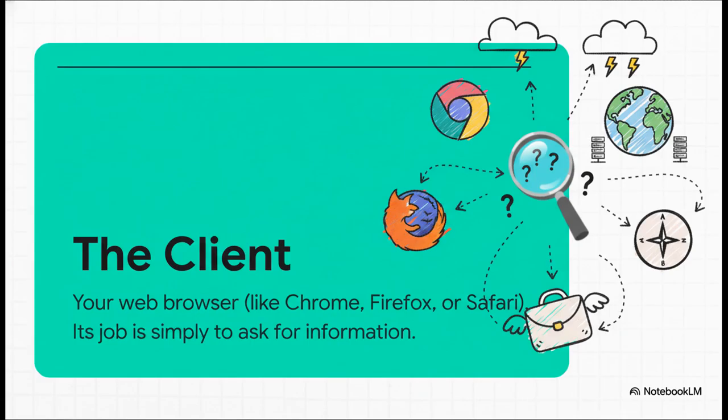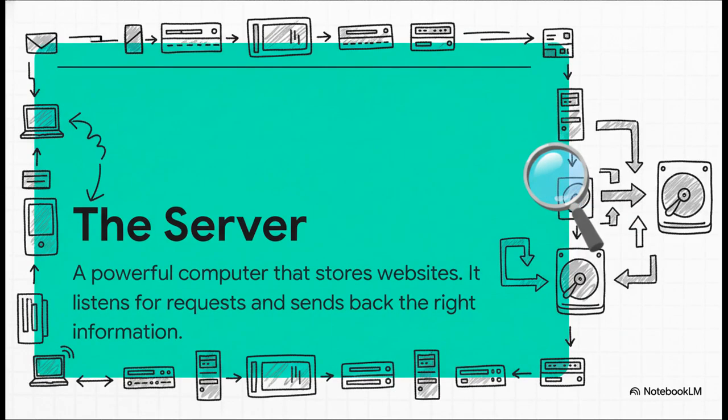Okay, so first up, we've got the client. Now, that's just a fancy name for your web browser. Chrome, Firefox, Safari, whatever you use. The best way to think about the client is as a polite messenger. Its entire job is just to ask for things. When you type in a web address, you're really just giving your client its marching orders on what to go ask for.